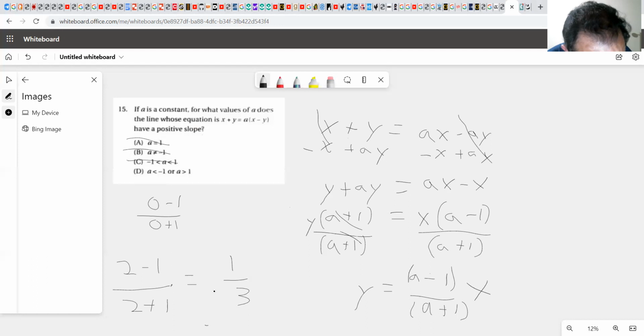And that's positive. So if we've already eliminated all these, and I just tried a couple of values here and we see it works, I have to say that the answer is D. It's a is less than negative 1 or a is greater than 1. Okay, and we have done another problem. Good.